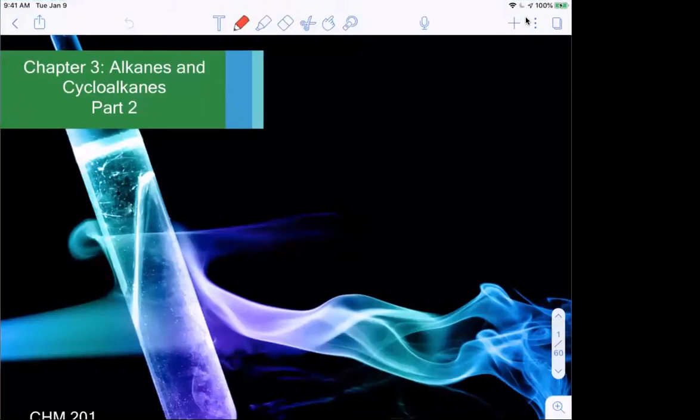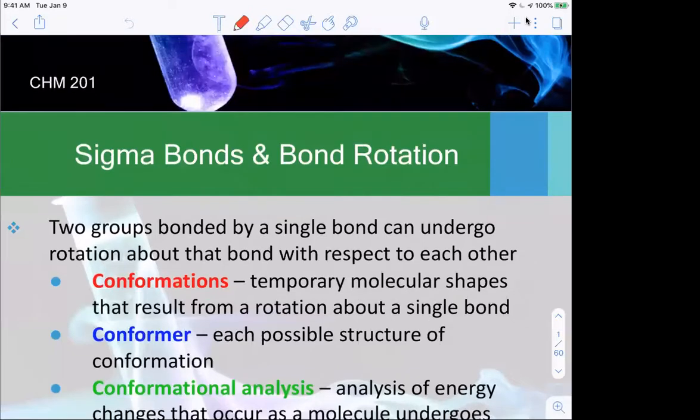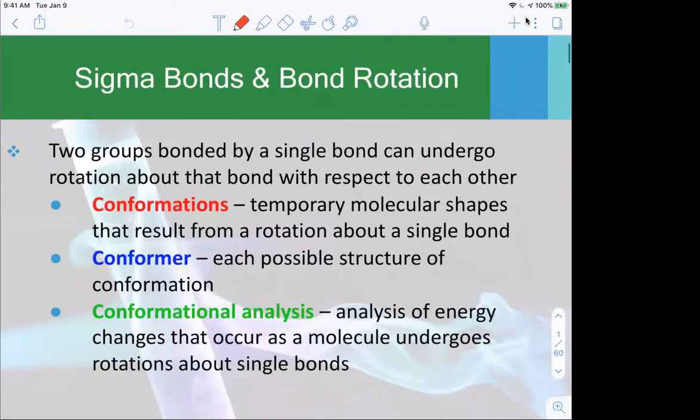So let's look at conformations. Remember, sigma bonds are formed by those head-to-head overlaps of orbitals, and they have unrestricted rotation. So any two groups that are bonded by a single bond can undergo rotation about that bond with respect to each other. This gives rise to a couple of terms that we're going to need to know.